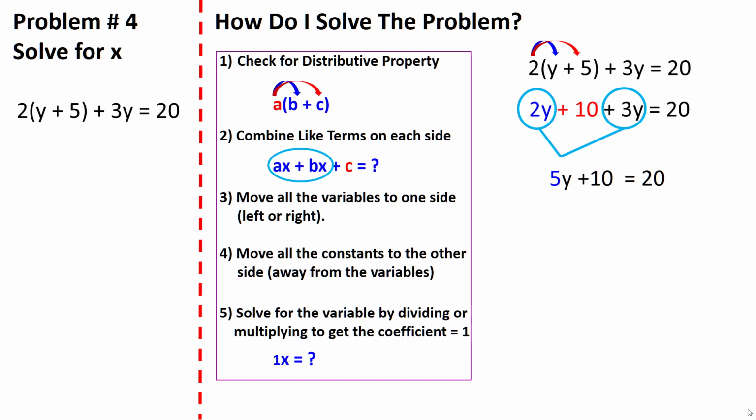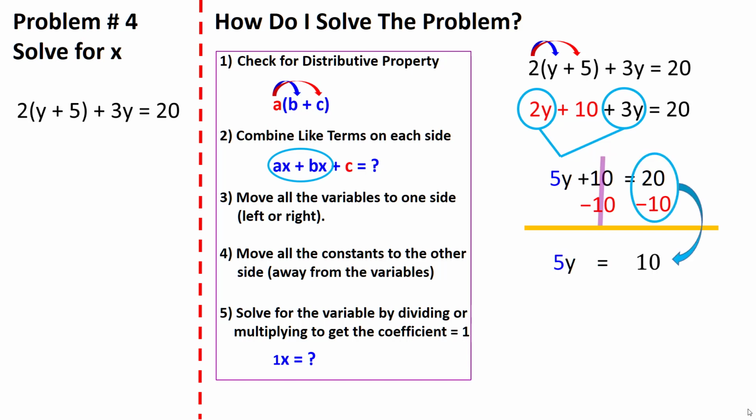Step 3. Move all the variable to one side. It's already on one side for y. Step 4. Move all the constant to the other side. The constant is positive 10. So I will move positive 10 to the right hand side by subtracting 10 to both sides. Then I simplify. I get 5y equals 10. Step 5. Solve for y. I divide by 5 to the left and to the right. I get 1y equals 2. Y equals 2 is the answer.